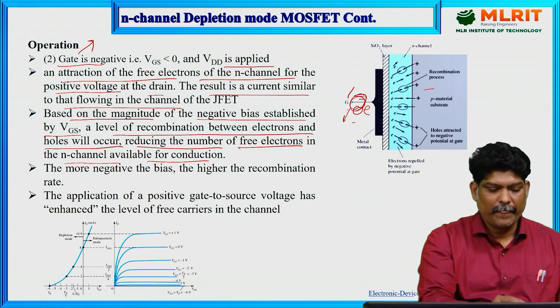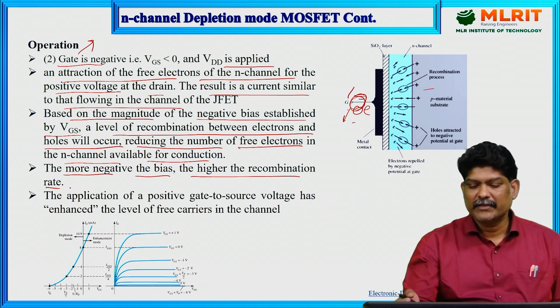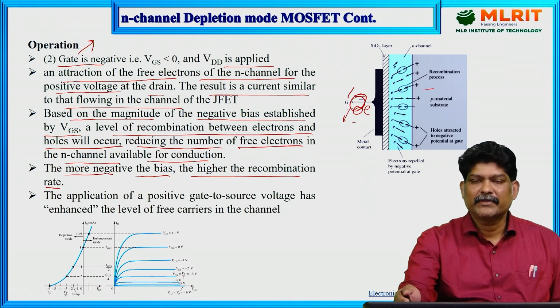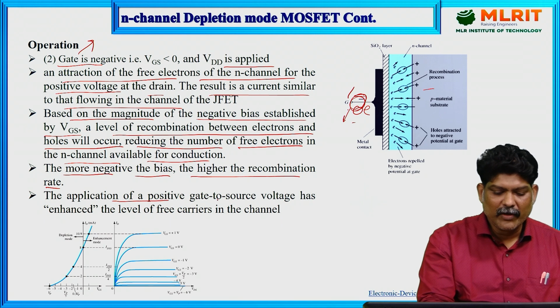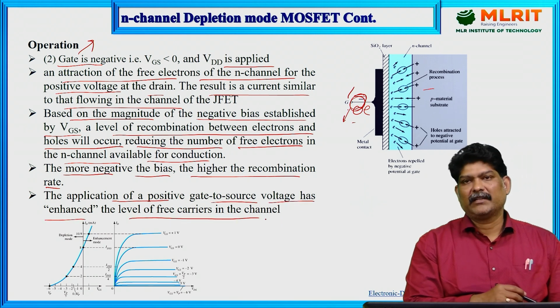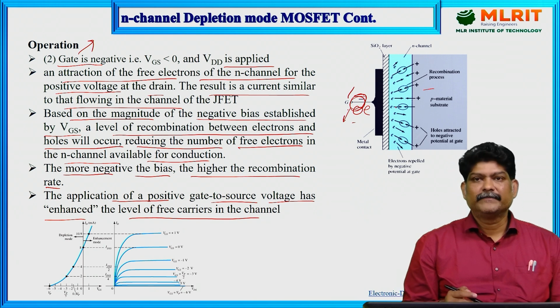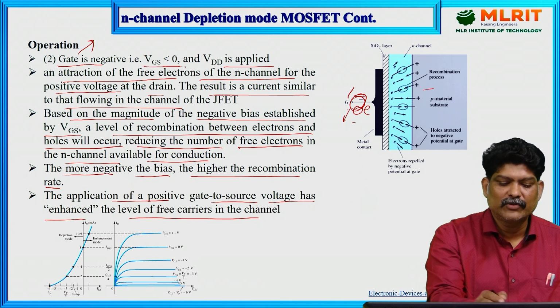So the more negative the bias, the higher the recombination. Recombination means these electrons move away from the gate terminal and are attracted towards the P substrate, and there is a chance of recombination, so electron-hole pairs form. The application of positive gate to source voltage has enhanced the level of free carriers in the channel. So that is the basic idea of the operation of this N-channel depletion mode MOSFET when the gate to source voltage is negative.